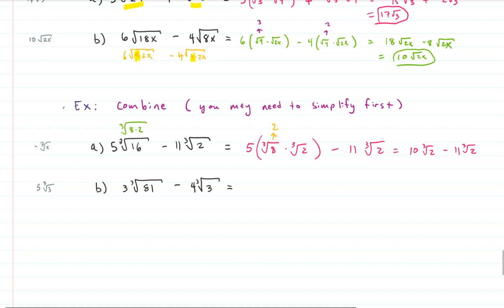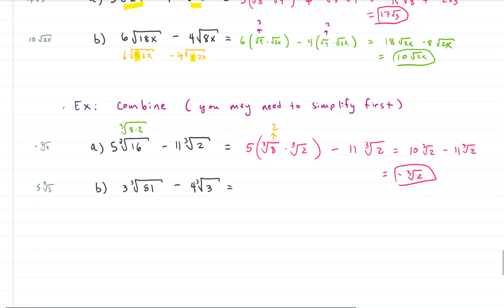Now they're the same thing. We've got cube root of 2 in both places. We have 10 on the left and we subtract 11 on the right. So 10 minus 11 gives us a negative 1, right? And negative 1 times cube root of 2 is just negative cube root of 2. We're done with that. Our last one.